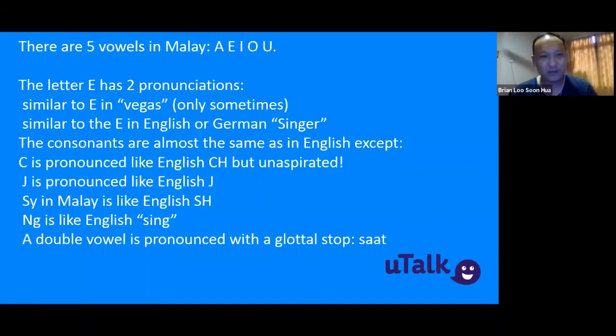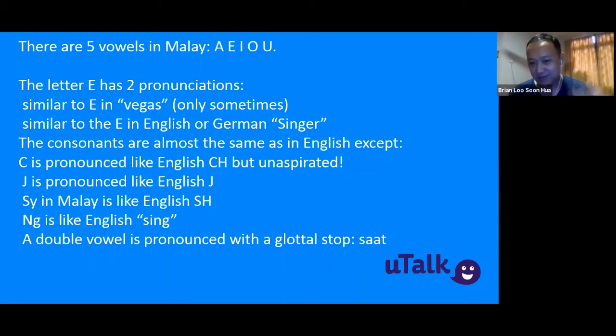Okay, so first things first, the Malay alphabet is based on the English alphabet, which means that it has A, E, I, O, U, and the five vowels are pronounced very close to the way you say them in German: A, E, I, O, U. With the exception of the E, the letter E has two sounds.